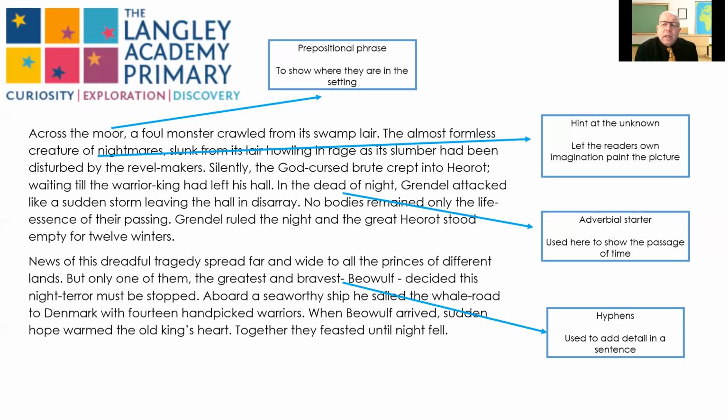Hyphens, a little bit of punctuation, just that little line, and it just allows you to add an extra little bit of detail into a sentence. So in this case, but only one of them, the greatest and bravest, Beowulf, decided this night terror must be stopped. We could leave out the word Beowulf and it would still make sense, but it is helpful for the reader. So, but only one of them, the greatest and bravest, decided that this night terror must stop. Still makes sense, but we need that extra little bit of information. So the hyphens just separate it off, but allow us to slot it into the sentence.